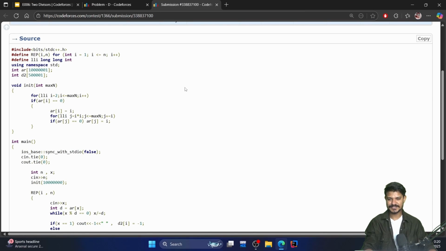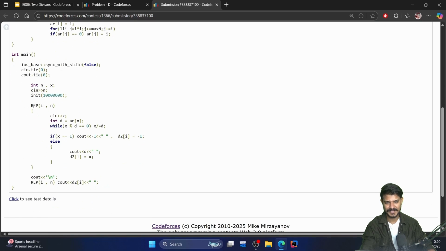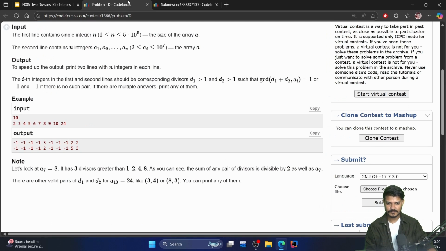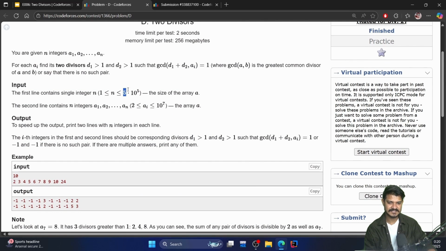All right, so here is the solution. First of all, this is nothing but a for loop that runs from 1 till n, rep(1, n). Sorry, i comma n. That means a for loop that runs from 1 till n. Here n is as large as 5 into 10 to the power 5, and ai can be as large as 10 to the power 7.